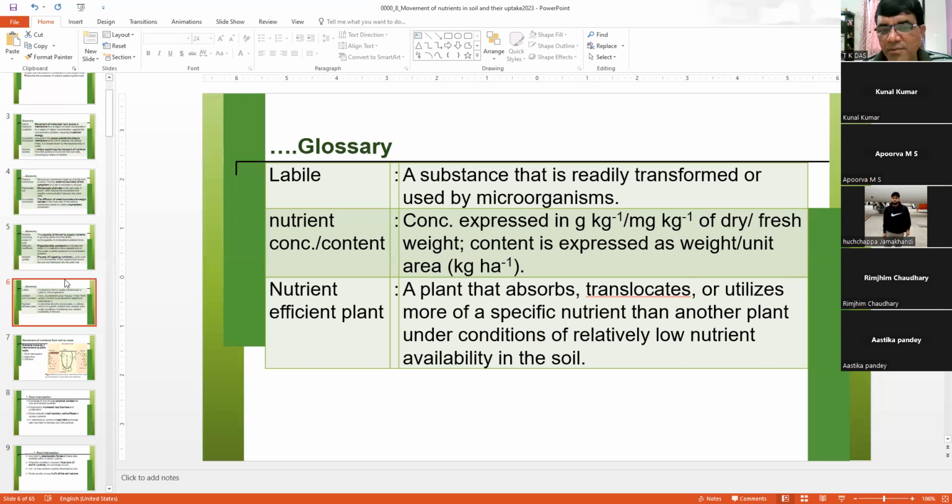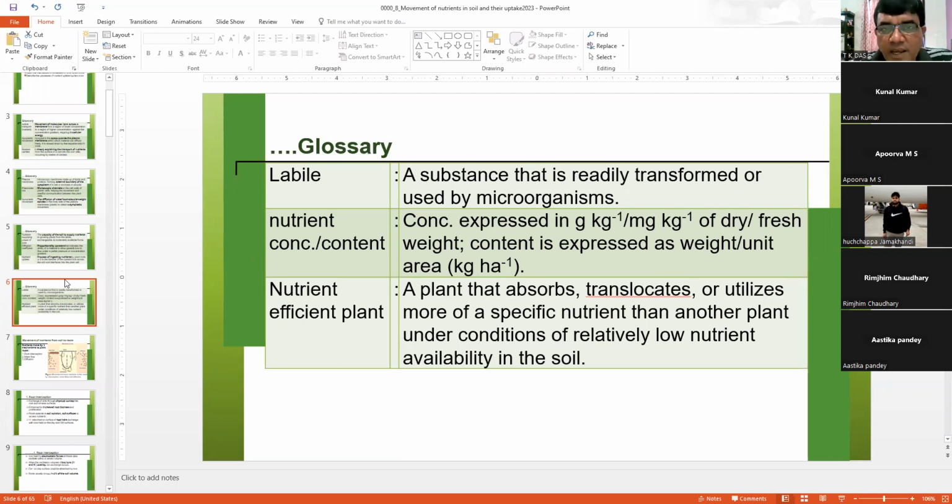Content is when you have kg per hectare, meaning weight per unit area. And if you are reporting weight by weight, then it is concentration. Nutrient efficient plant: a plant that absorbs, translocates, or utilizes more of a specific nutrient than another plant under conditions of relatively low nutrient availability in the soil. Then that is a nutrient efficient plant.